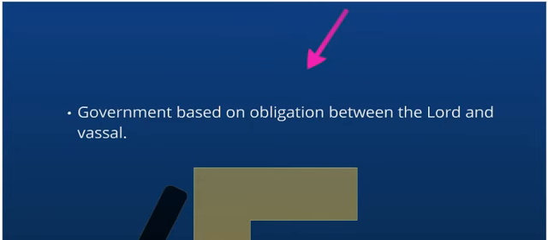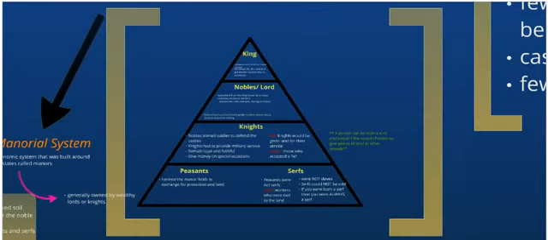Now, the feudal system is also a government based on obligation between the lord and the vassal. And this creates a very specific social class during the Middle Ages in these independent kingdoms that have developed after the fall of Rome. This is what the social class pyramid would look like.